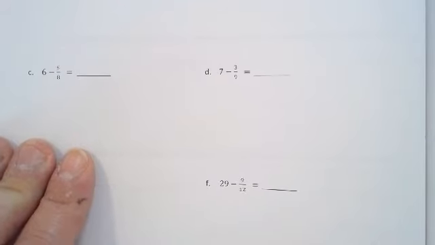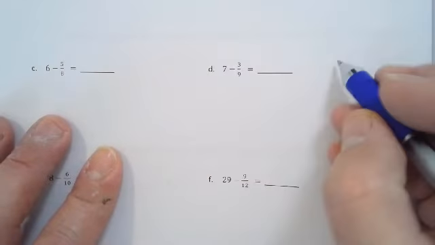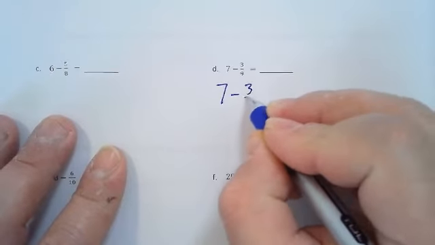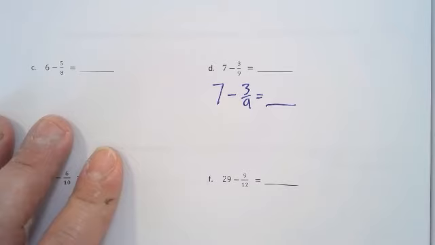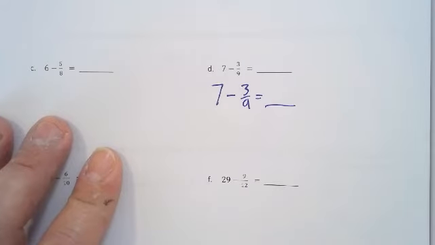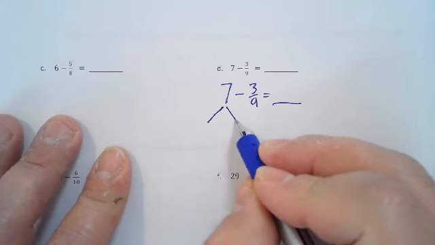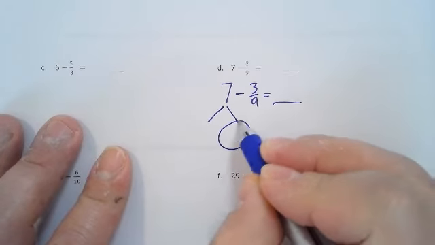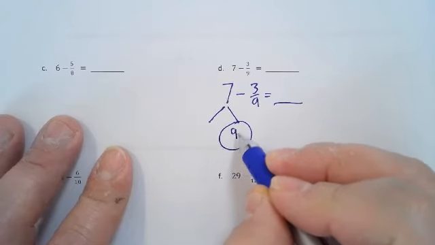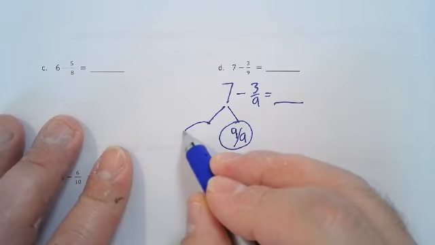Right, the instruction says complete subtraction sentences by using number bonds. So what we're going to do again, remember, I'm going to go ahead and write it bigger. 7 minus 3/9 equals, remember, what we're trying to do here is pull a fraction out of 7 so that we can subtract 3/9 from it. So I need to pull one whole number away from 7, and that is represented by 9/9. Okay, there's my whole number. And if I'm pulling one away from 7, that gives me 6.